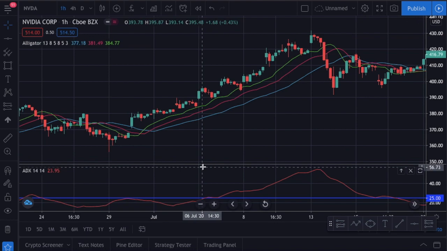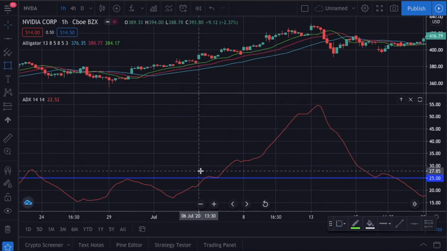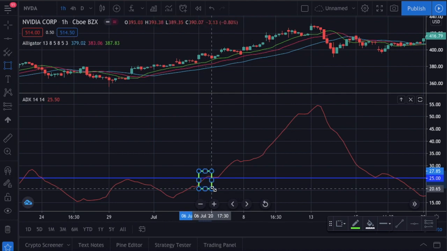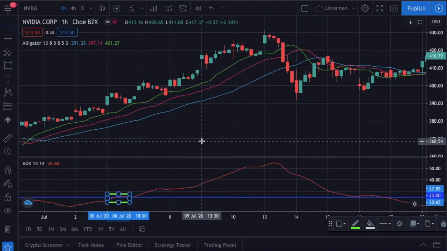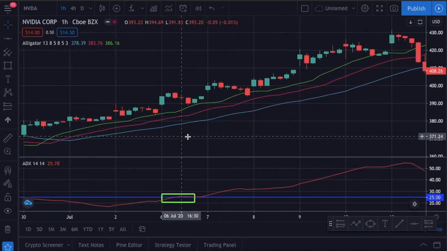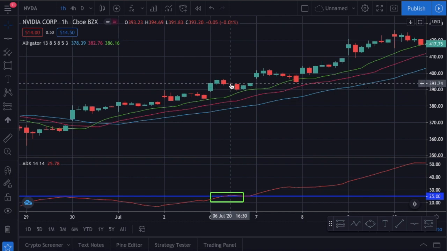So let's look at our first example. It is a long setup. You can see that ADX crosses above the 25 level, so it is an entry signal for us. Let's check the other rules to be sure. You can see that the price is above the moving averages, so it is a long setup. Lines are not touching each other, so this trade is good to go. We will go long at the close of this candle.